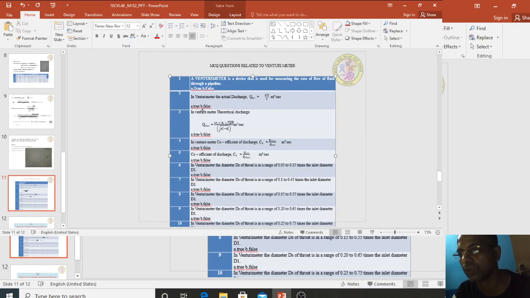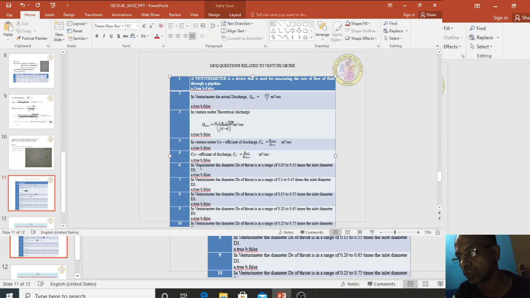It is true. In a Venturi meter, theoretical discharge is given by the formula Q theoretical equal to A1 A2 root of 2GH divided by root of A1 square minus A2 square meter cube per second. Option A is true, option B is false. It is true. In a Venturi meter, coefficient of discharge is given by CD equal to Q theoretical by Q actual. It should be Q actual by Q theoretical, therefore it is false. Fifth question: coefficient of discharge CD is Q actual by Q theoretical.